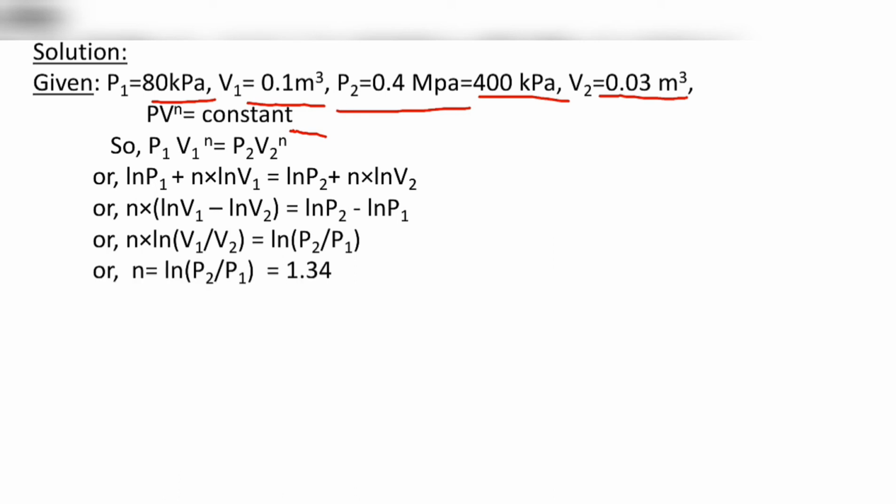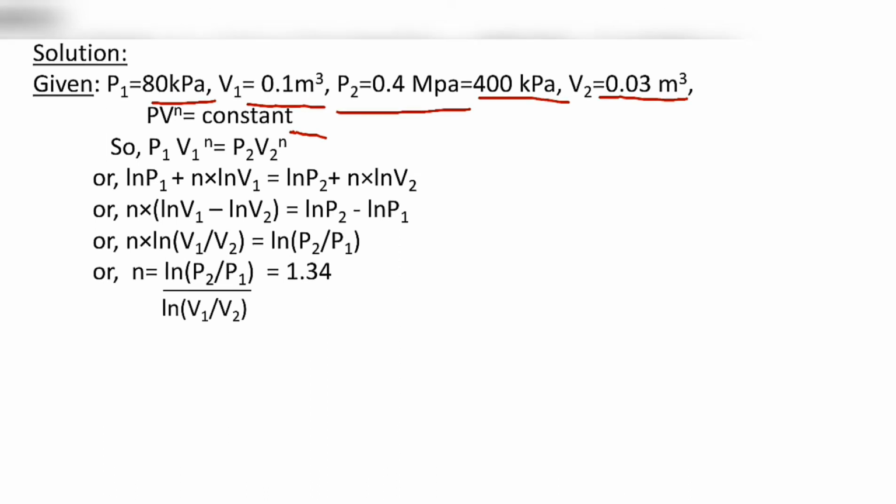So n is equal to ln P2 divided by P1 divided by ln V1 divided by V2, and after putting all the known values we are getting the value of n, which is 1.34.